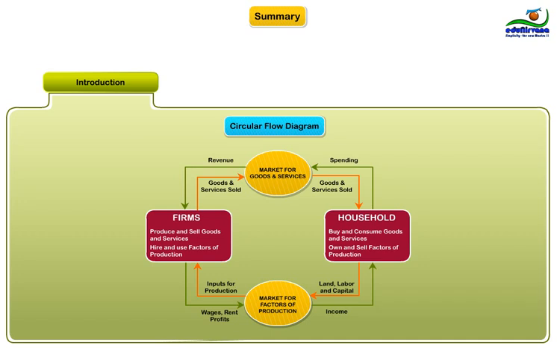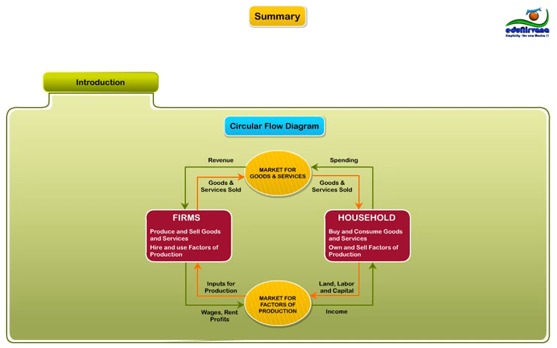The inner loop of the circular flow diagram represents the flows of goods and services from firms to households and of inputs for production from households to firms. The outer loop of the circular flow diagram represents the corresponding flow of dollars. Dollars flow from households to firms in lieu of the products and services bought from firms, and from firms to households for the inputs for production given by households.